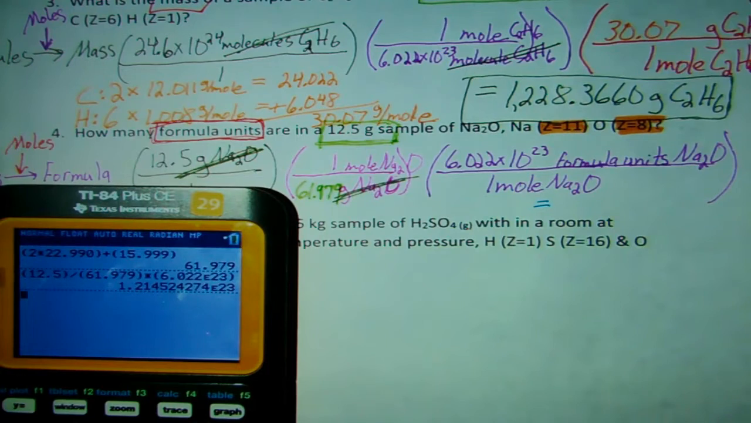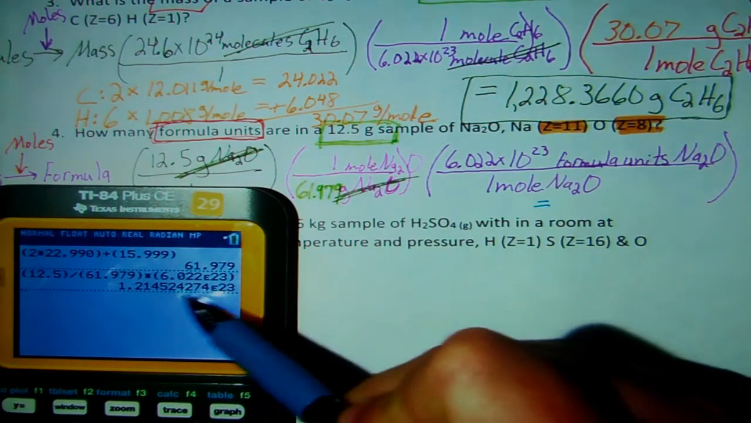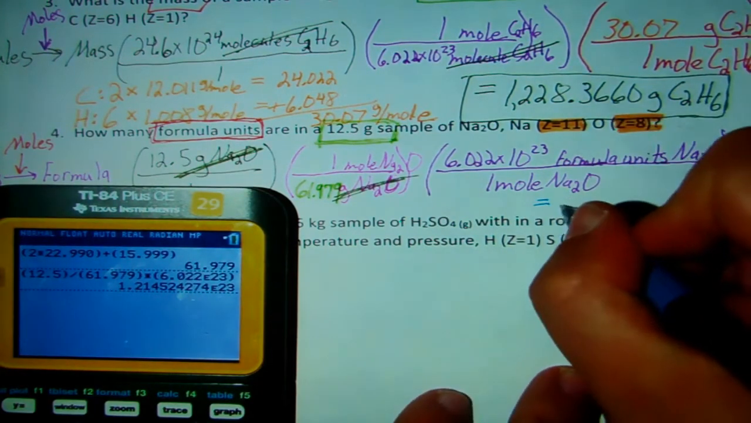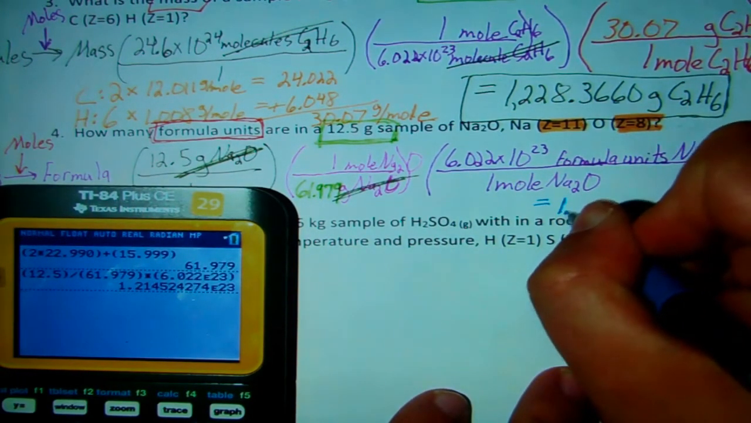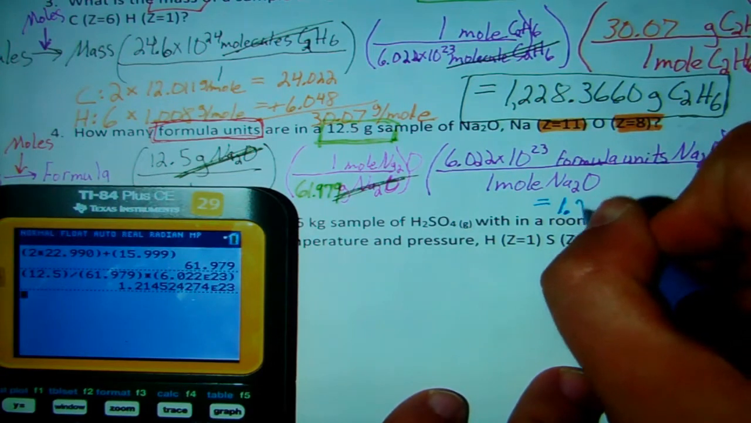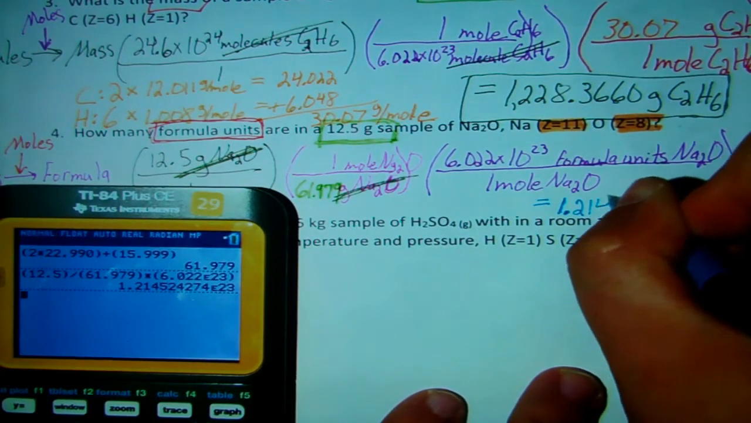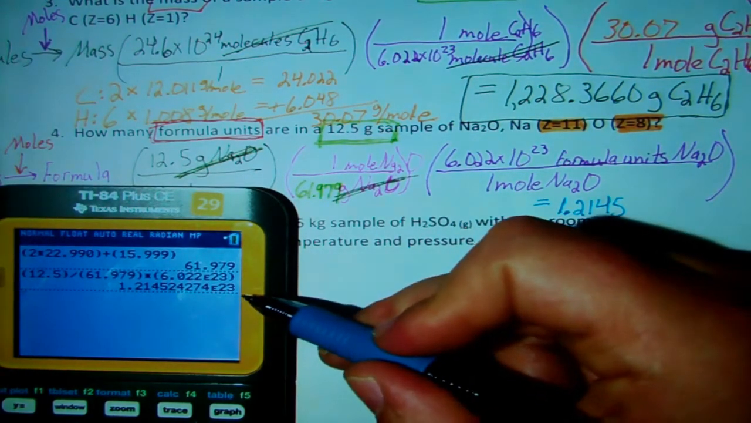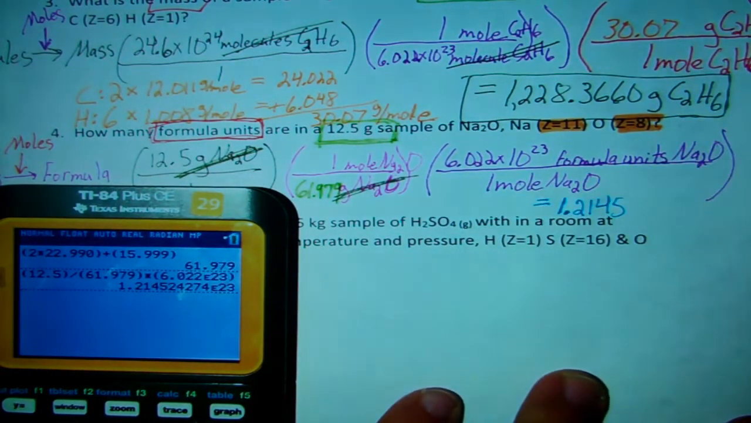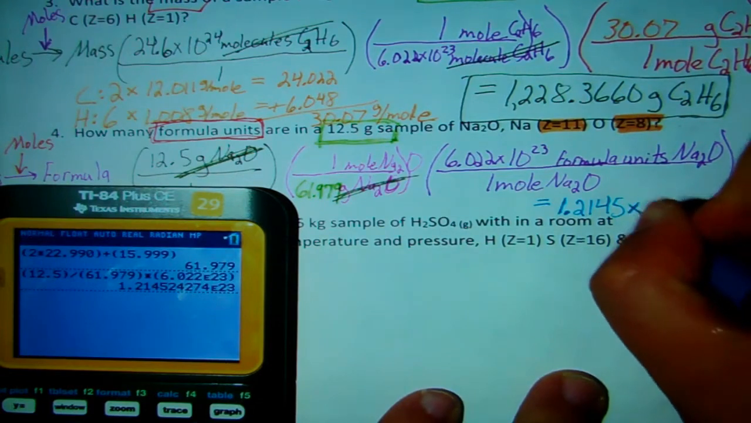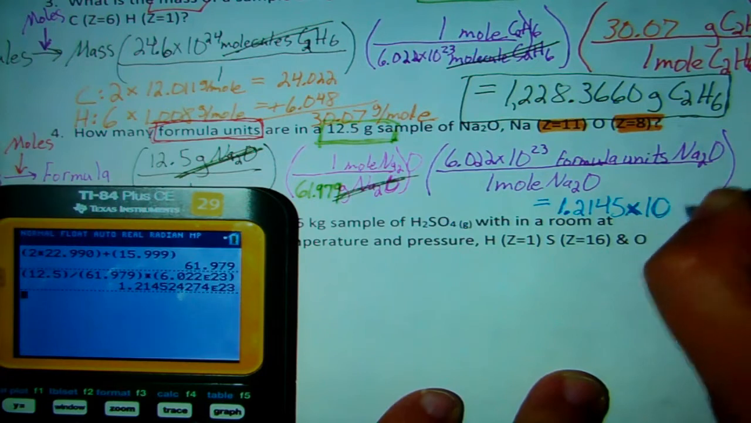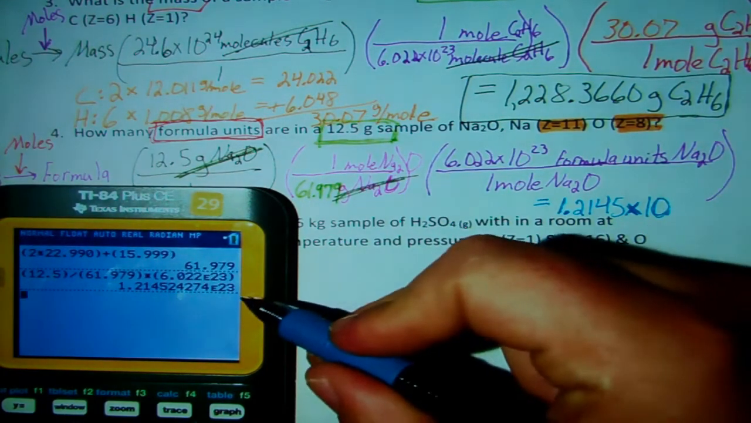Now I want to stress something here. As you see in this calculator, see this big long number here. Take 4 places past the decimal. 1.2145. You see that E? That stands for times 10. I can't stress it enough. Times 10. My pen's not writing really well, but times 10. And that 23 is the exponent.